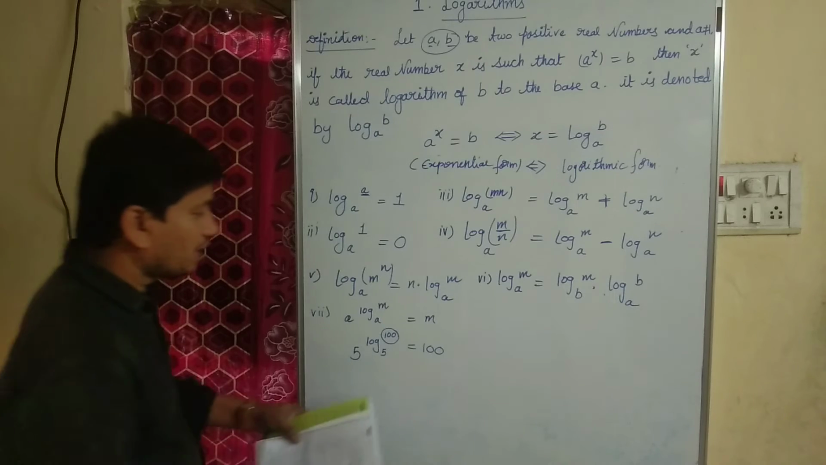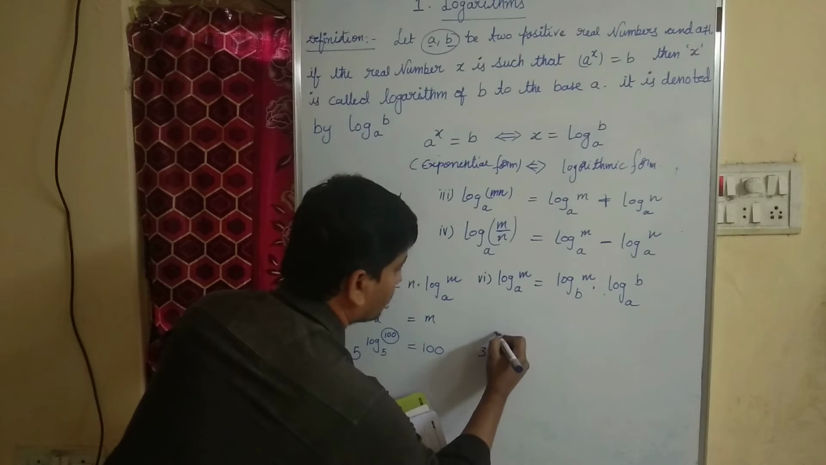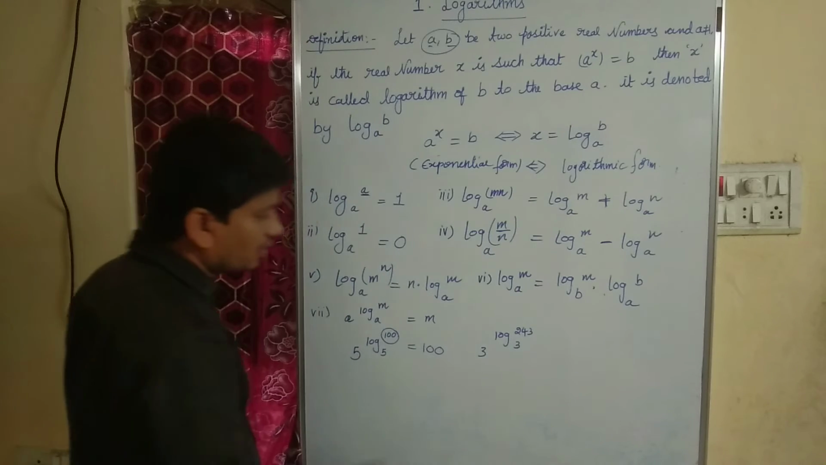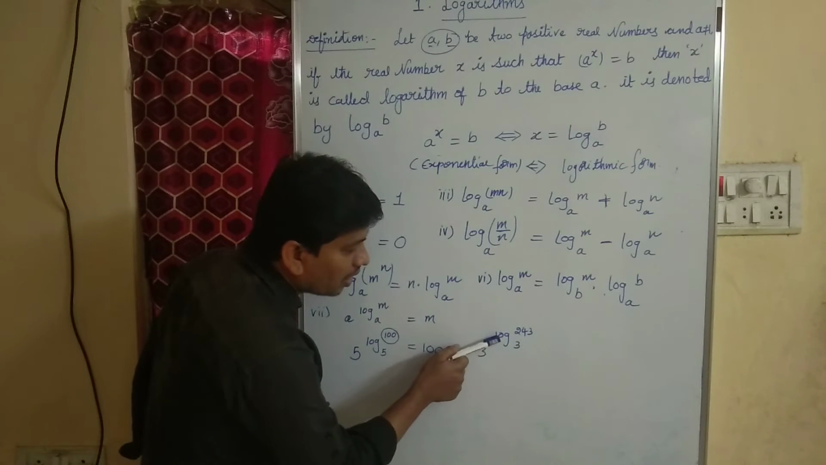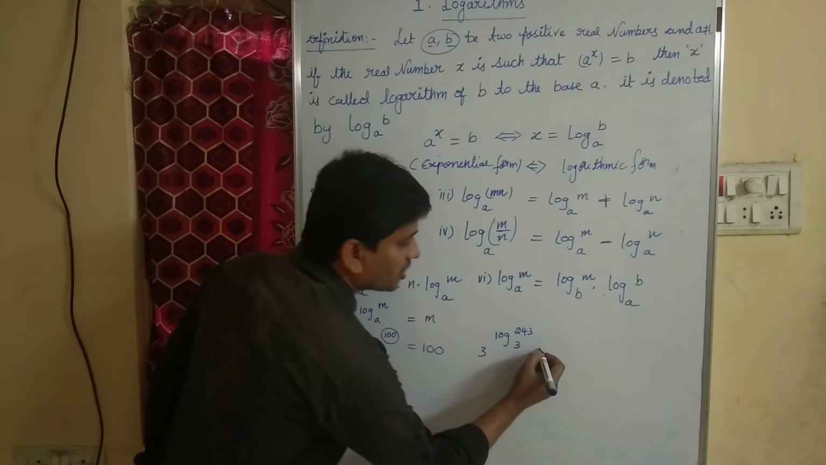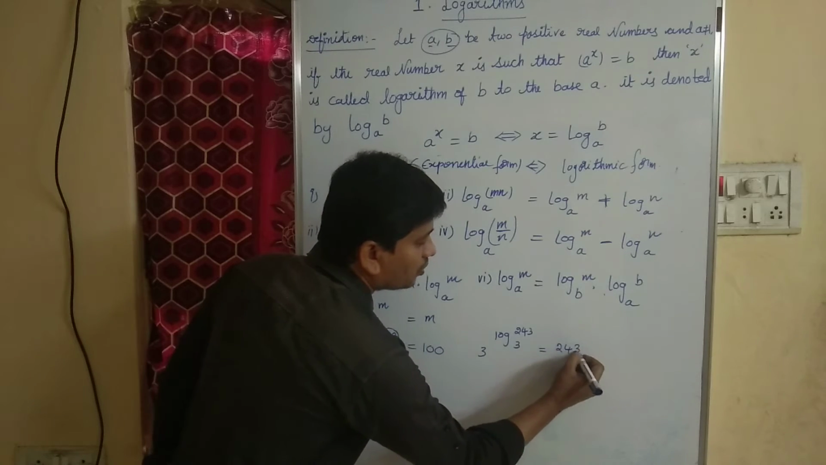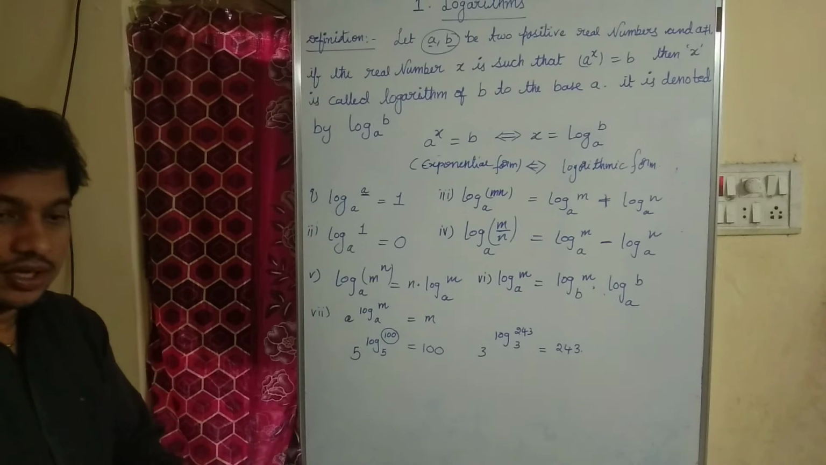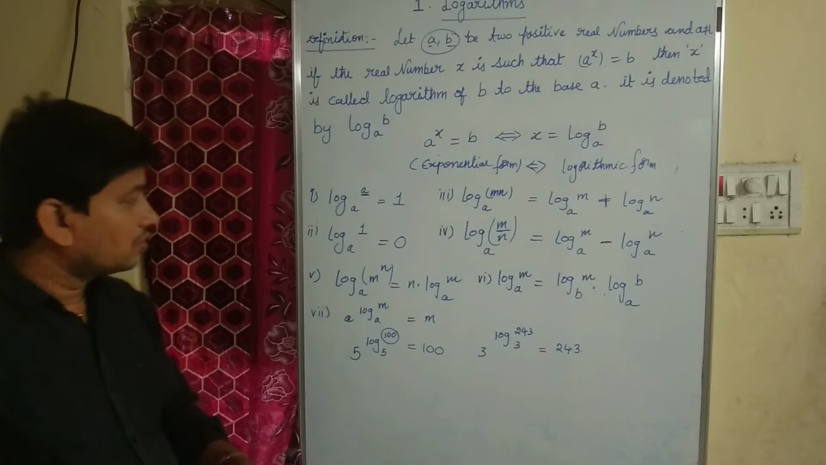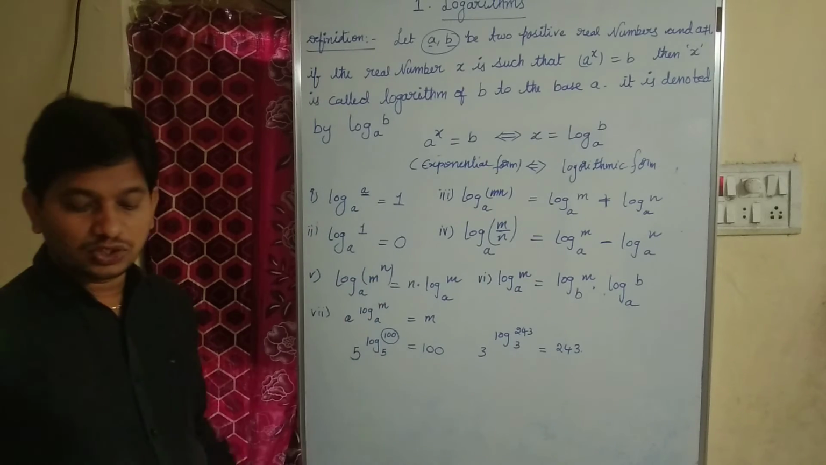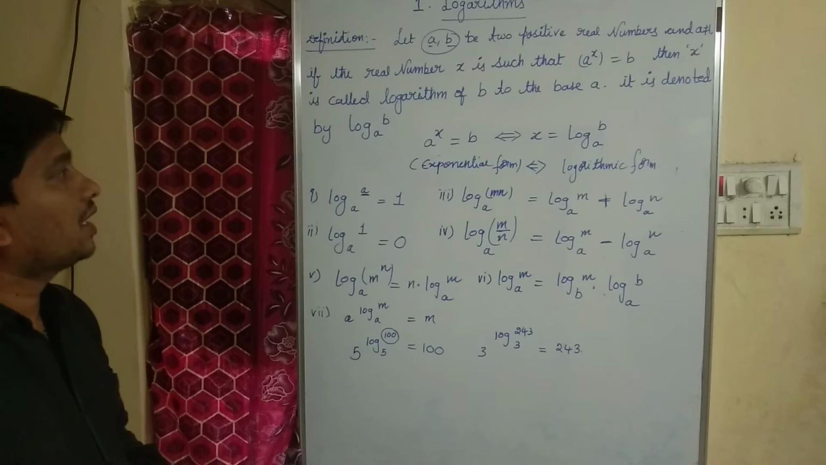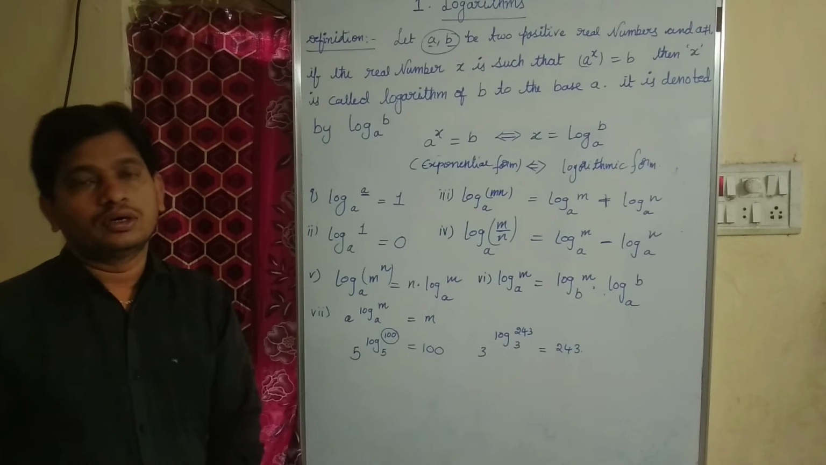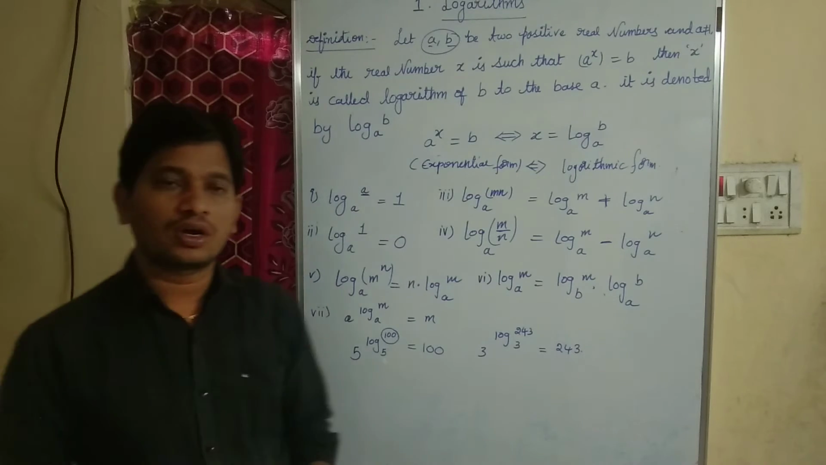Right? For example, one more question: 3 power log 243 to the base 3. Again, this is in the form of a power log m to the base a, which is equal to m. Here m is 243. So a power log m to the base a is equal to m. These are the laws of exponents which are very important to find the values of logarithmic functions.